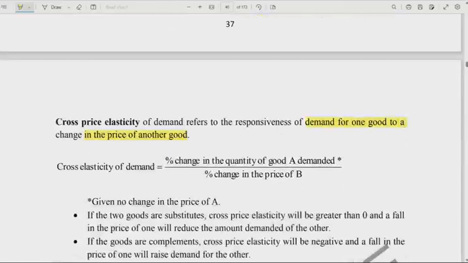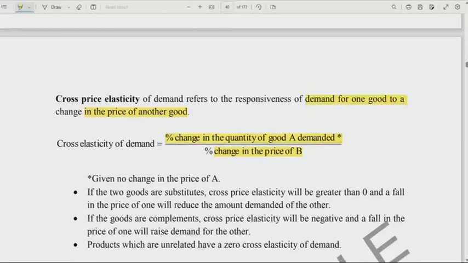So for this one, it has this formula, right? Percentage change in the quantity of good A over percentage change in the price of good B, right? Demand is for good A, price is for the other. So given no change in the price of A. So that's the assumption of this one: that the price of good A does not change.